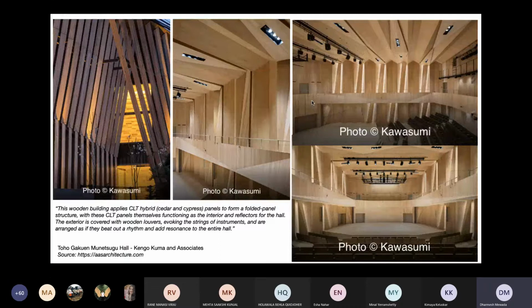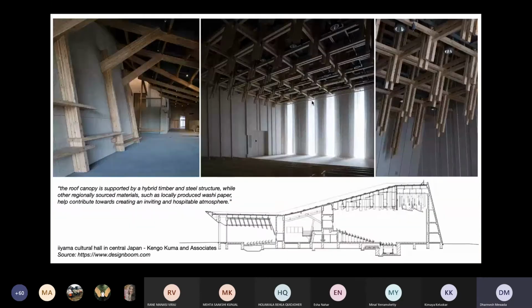Again, using the same material, how he has managed to mimic the look of rust on the external side, giving it a look of corten steel, sort of a dark shade, and a lighter shade in the internals. How he has used folded panels both on the roof and on the walls. So again, wood doing the greater thing here.